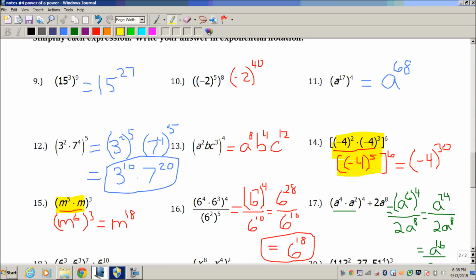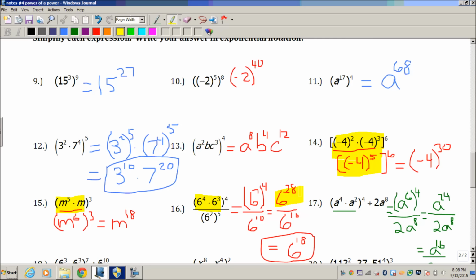In number 16, there are a couple steps going on. First, you want to simplify the numerator. I did 6 to the 4th times 6 to the 3rd. So you're going to add those exponents to get 6 to the 7th. Then you raise that to the 4th power. We're raising a power to a power, so we end up with 6 to the 28th in the numerator.